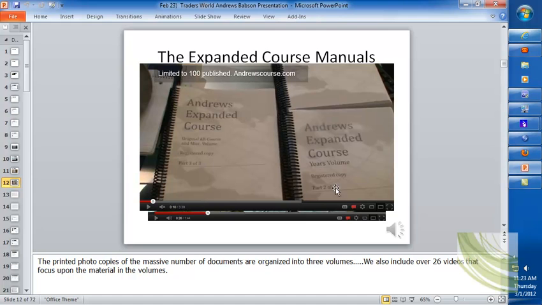And this is what it looks like when we put it all together. These are printed photocopies of the massive documents. We put it into 3 volumes. We hold nothing back. We put everything in here. And then we also include 26 videos that focus on the material in these volumes, and give it perhaps a different way of looking at it, or my slant on what he wrote, or something like that.